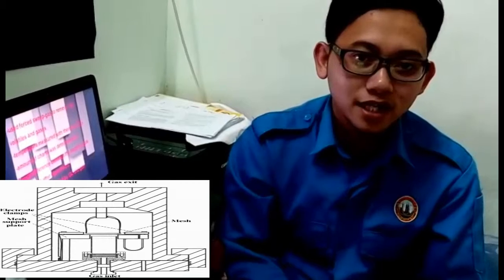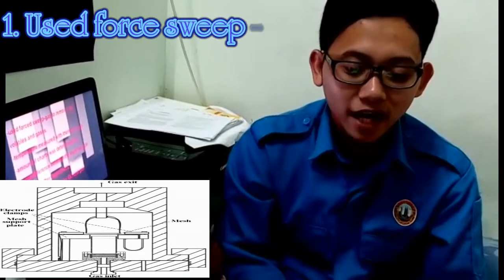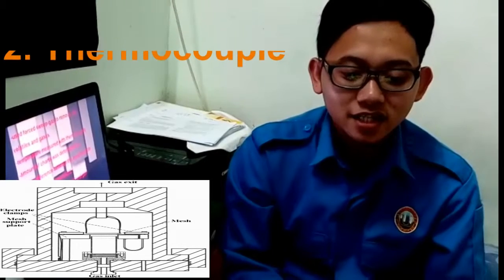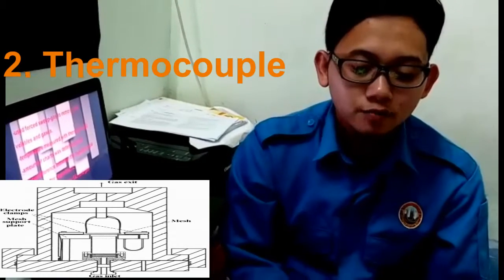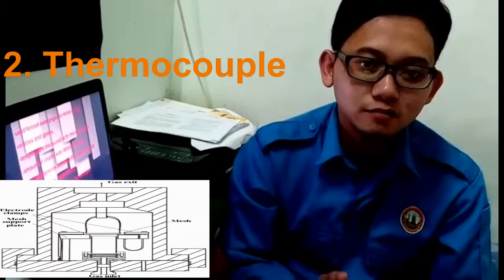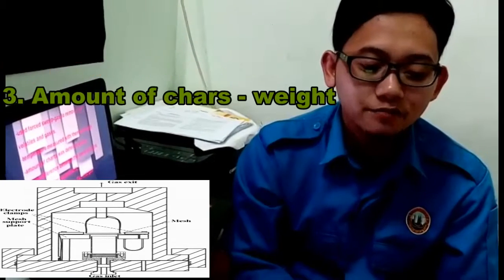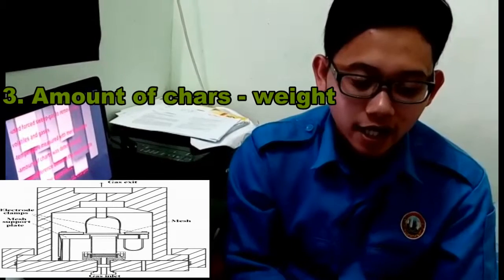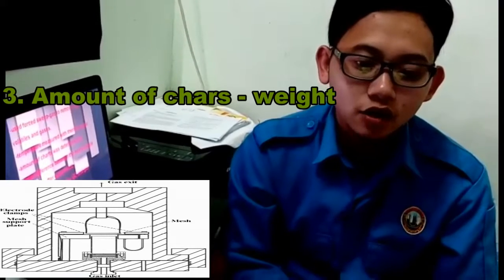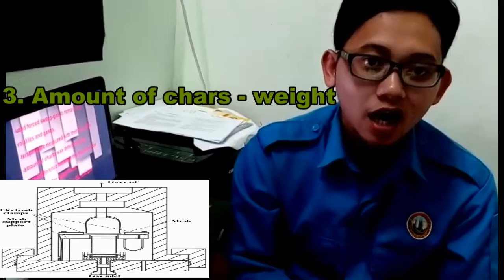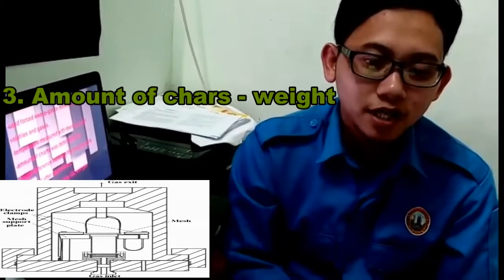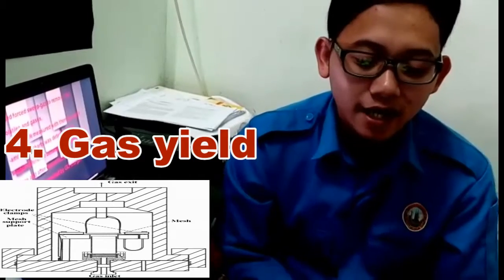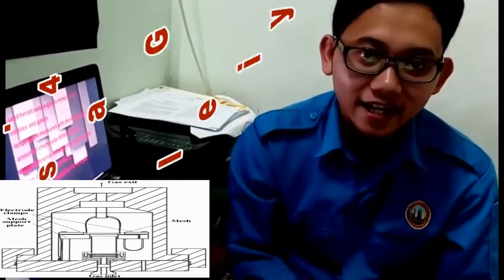In this experiment, the reactor used forced sweep gas to remove the volatiles and gases. The temperature was measured with a thermocouple. The amount of char was determined by weight, from the differences between the mesh with sample before and after the experiment was carried out. The gas yield was determined by GC and gas volume.